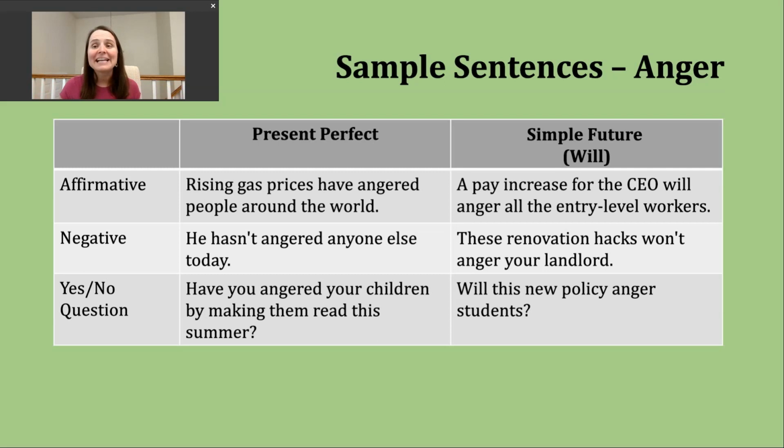Finally, let's look at making a yes or no question in the simple future. To do this, we start with will, then we have our subject, and then the base verb. Here's another example. Will this new policy anger students? Sometimes here you might hear the verb upset used in a similar way. So we're talking about causing negative feelings, negative emotions.